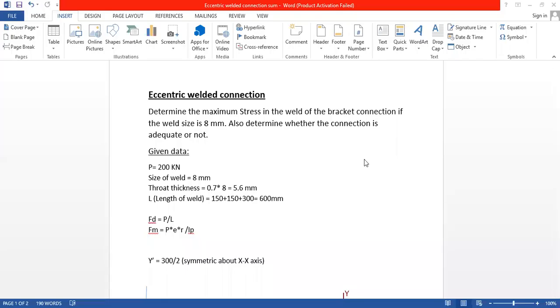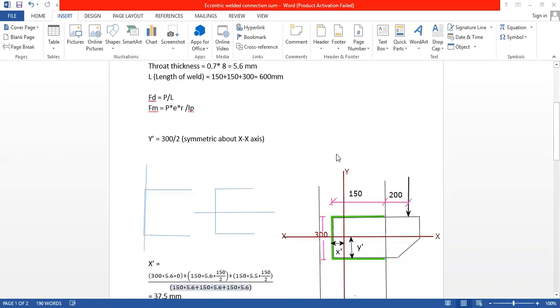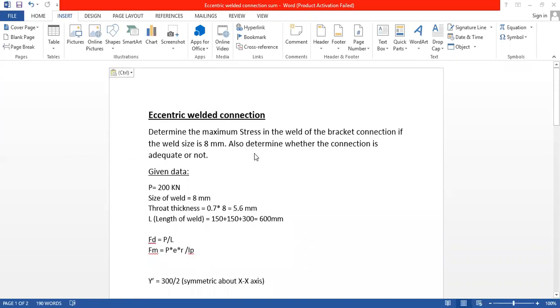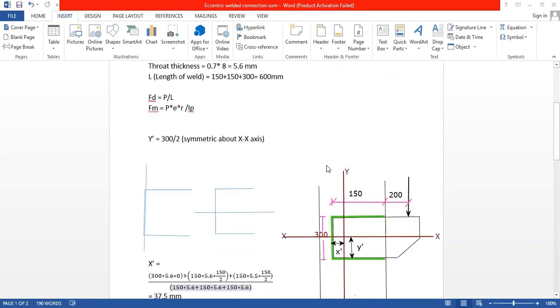Okay, welcome back students. Today we will be solving the rest of the part of the problem that we took in the previous video regarding eccentric welded connection. So this was our question: determine the maximum stress in the weld of the bracket connection if weld size is 8 mm and determine whether the connection is adequate or not.